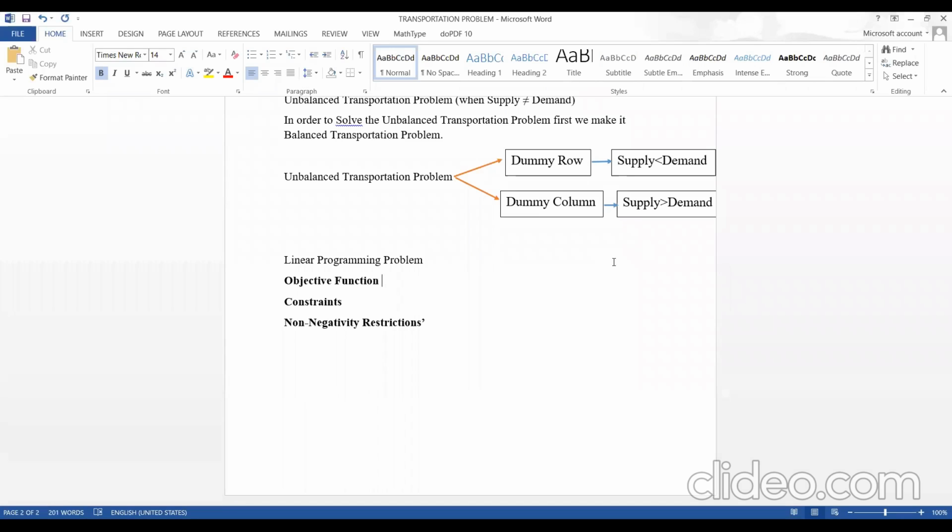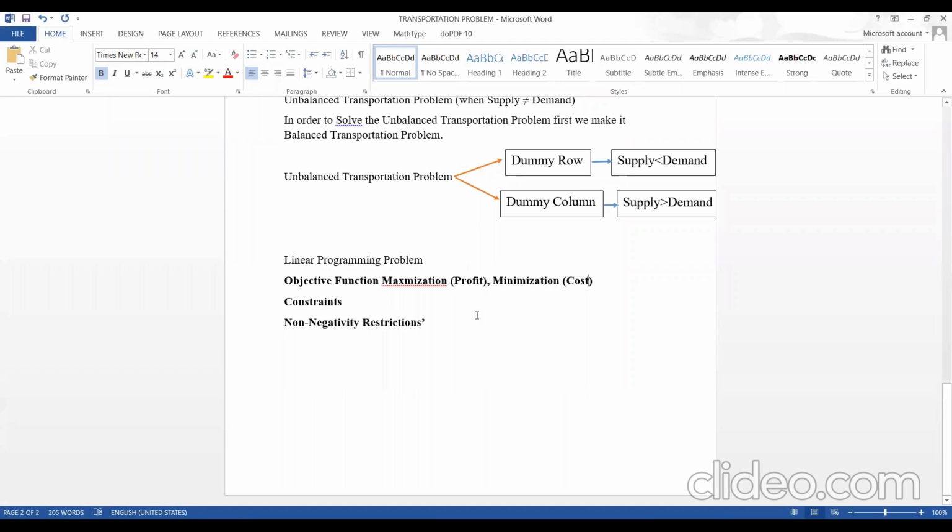Yes, sir. So whenever there is a problem of profit, the objective function is of the kind of maximization problem, whenever profit is included in the problem. And when cost is included in the problem, then it is of the kind of minimization. Whenever cost is included, the linear programming problem is a minimization problem.